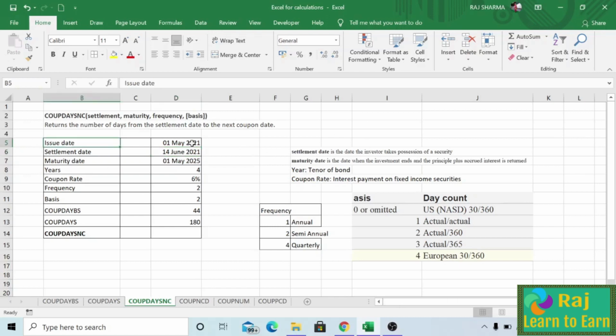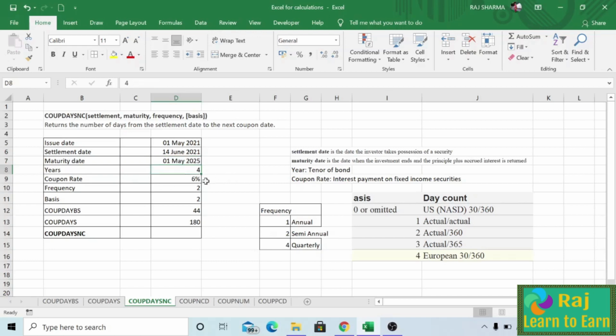Issue date is the date of the bond when the bond is issued. Settlement date is the date when the investor in the security has taken possession of this bond. Maturity date is the final maturity of the bond, irrespective of in whose hands it is. So on this 1st May 2025, the company which has issued the bond is going to pay back the principal amount to the investor along with the accrued interest.